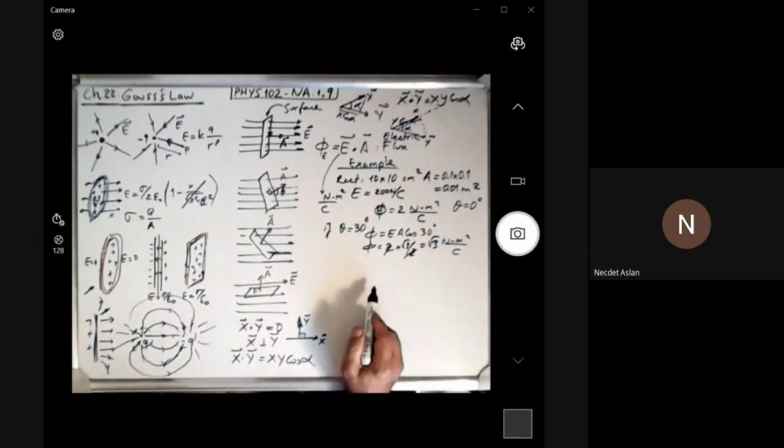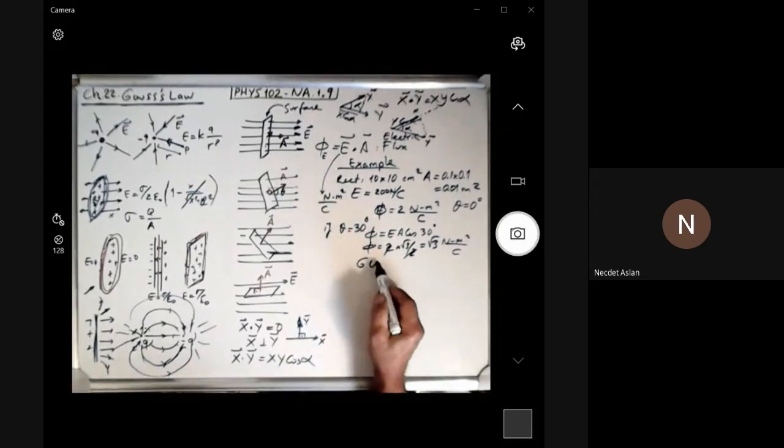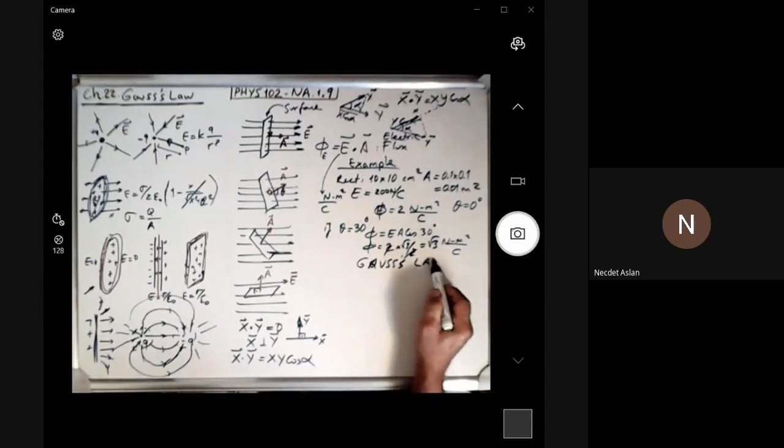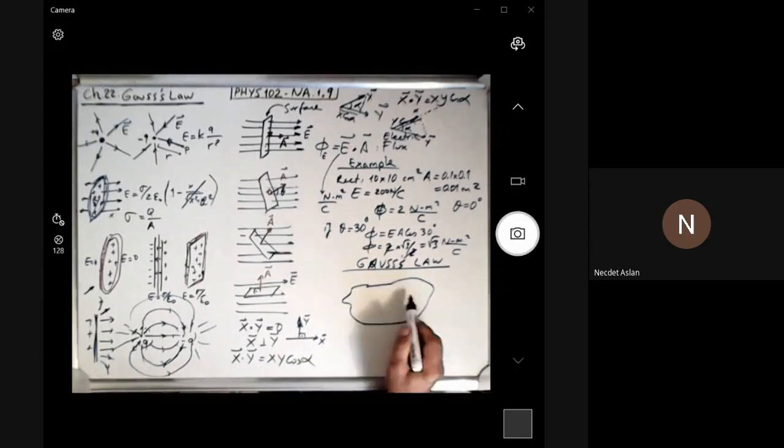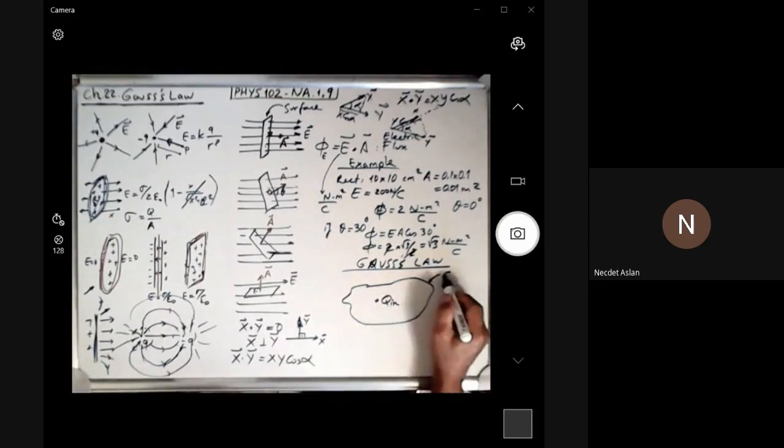Now let's introduce Gauss's law. Gauss's law states that if there is a surface like that, it doesn't matter, it may be three-dimensional, included inside this Gaussian surface. It's a Gaussian surface.